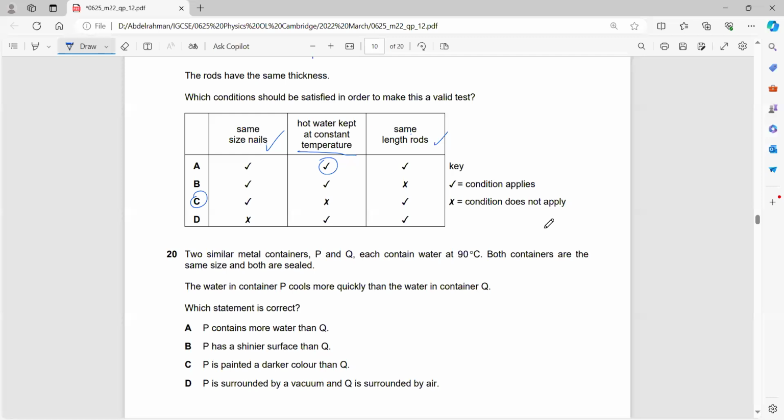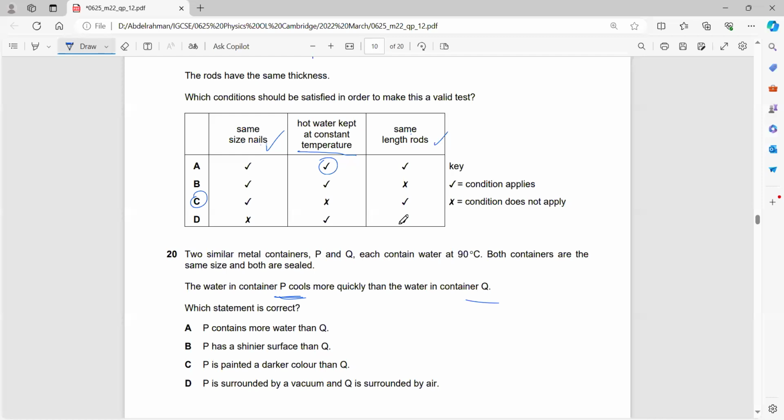Okay, question 20. Two similar metal containers P and Q contain water at 90 degrees. Both containers are the same size and they are both sealed. The water in container P cools more quickly than Q. Which of these answers could be correct?